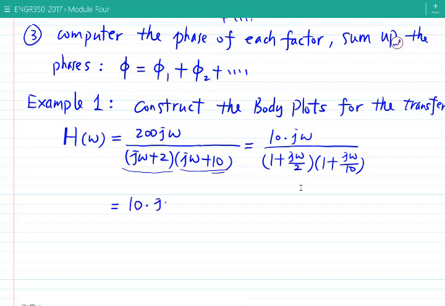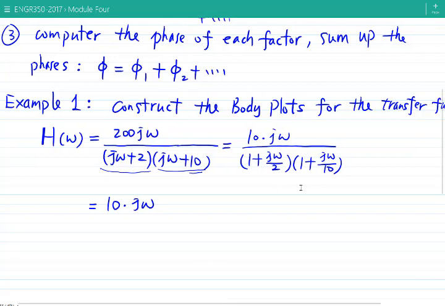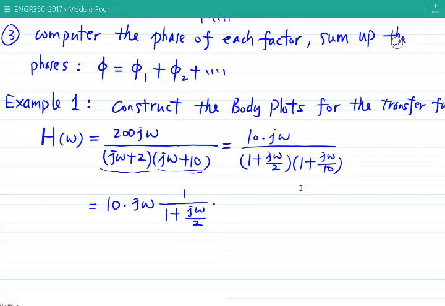The second factor here we have j omega, which is the so-called 0 at the origin. For the third factor, we have 1 over 1 plus j omega over 2. For the fourth factor, it is 1 over 1 plus j omega over 10.